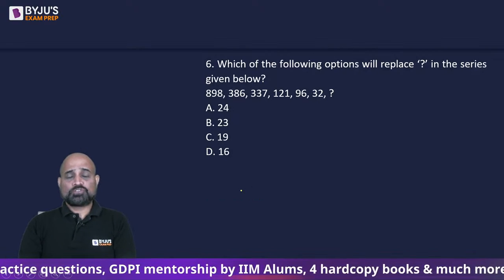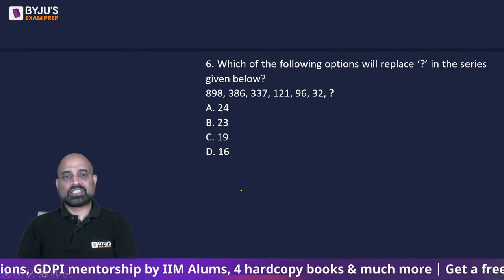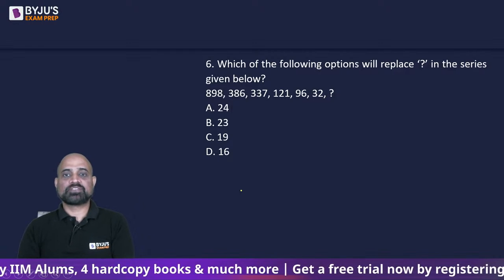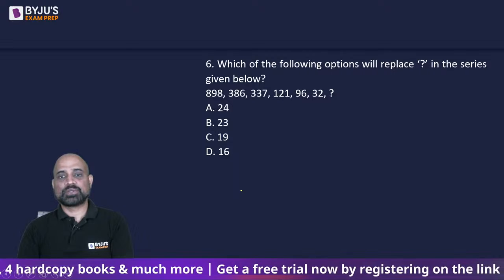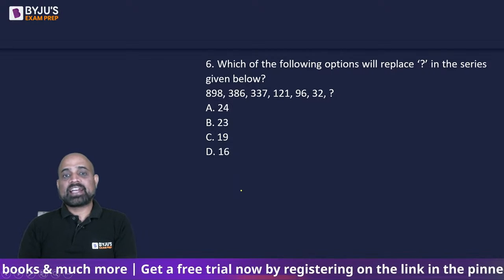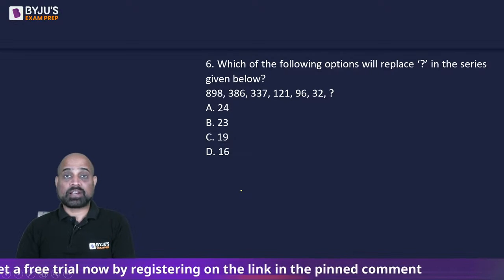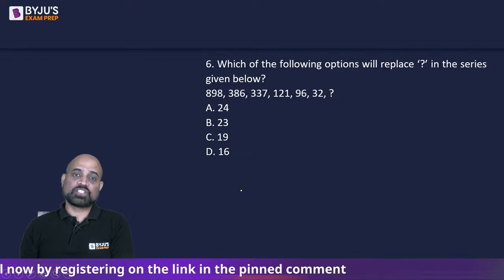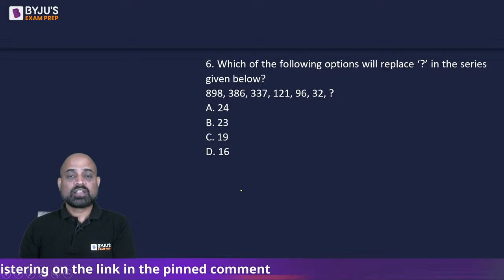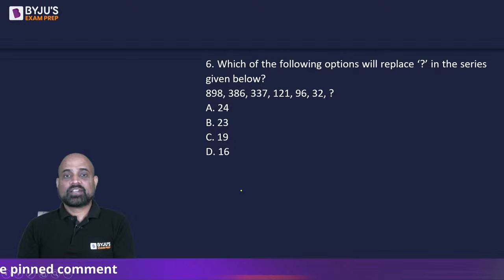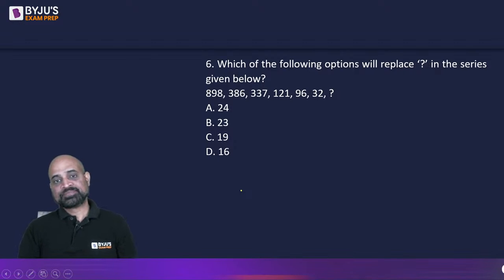Next, which of the following options will replace the question mark in the series given below? We have got 898, 386, 337, 121, 96, 32. So 898 to 386, the value decreases very quickly, and 386 to 337, not so much. 337 to 121, sudden decrease, right? तो क्या change हो रहा है इनमें? What is happening?